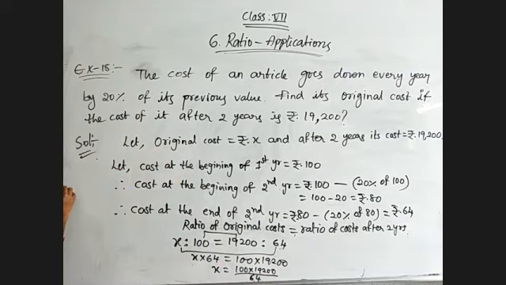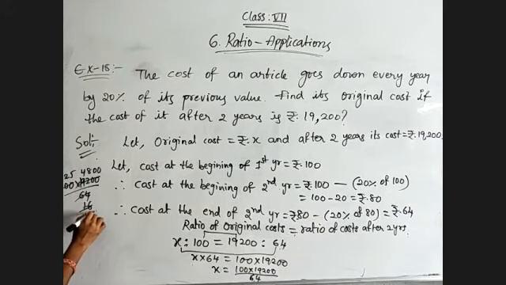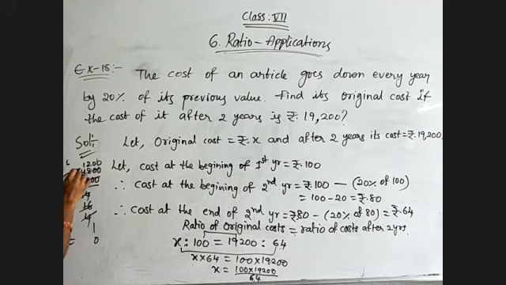Here I am doing 100 into 19,200 divided by 64. 64 divides 192 three times, so we get 300. Then 12 into 25: 12 5s are 60, 12 2s are 24, 24 plus 6 is 30, and with 2 zeros, we get 30,000.